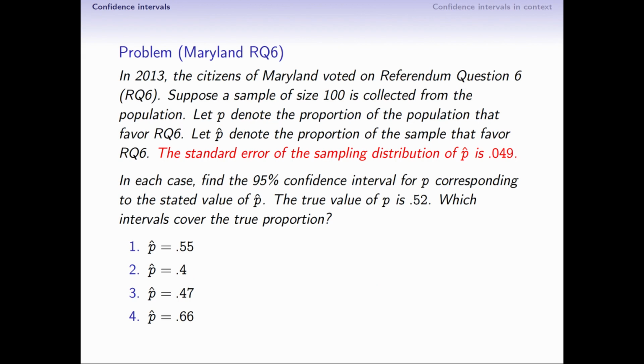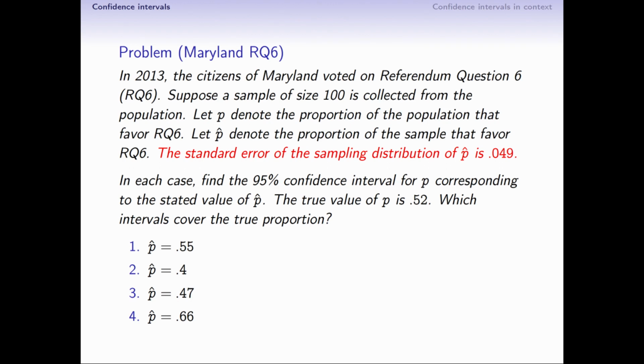Suppose a sample of size 100 is collected from the population. Let's let P denote the proportion of the population that favor RQ6, and let P hat denote the proportion of the sample that favor RQ6. Now, the standard error of the sampling distribution of P hat, SE, is equal to 0.049. In each case, find a 95% confidence interval for P corresponding to the stated value of P hat.